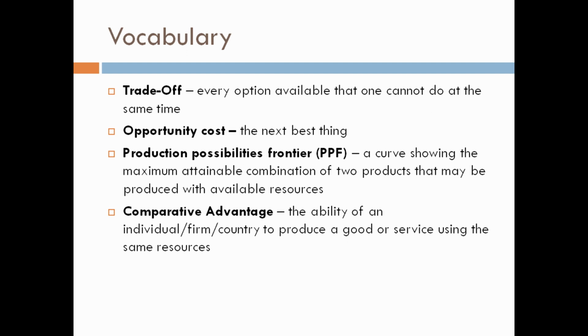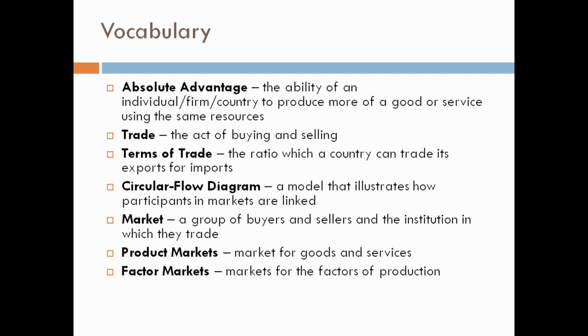Comparative advantage: the ability of an individual firm or country to produce a good or service using the same resources. Absolute advantage: the ability of an individual firm or country to produce more of a good or service using the same resources. Trade: the act of buying and selling. Terms of trade: the ratio at which a country can trade its exports for imports.